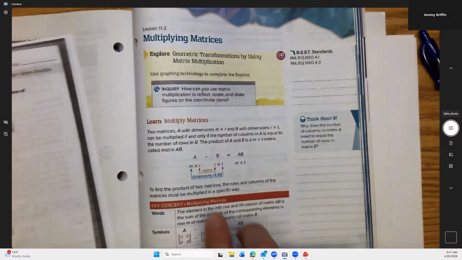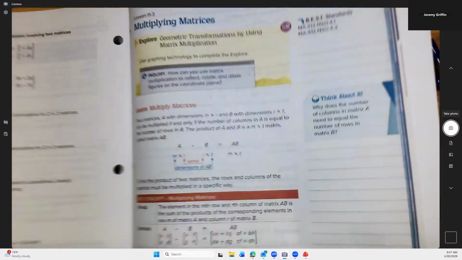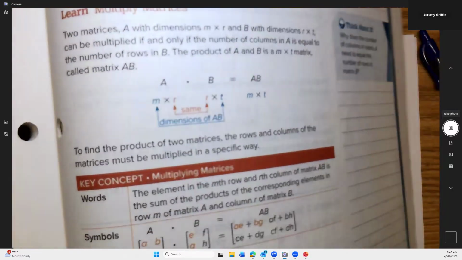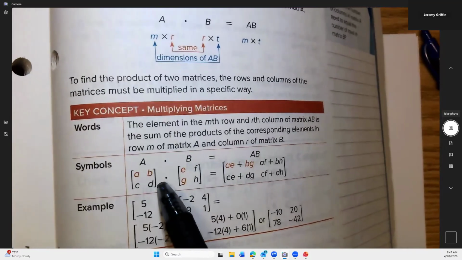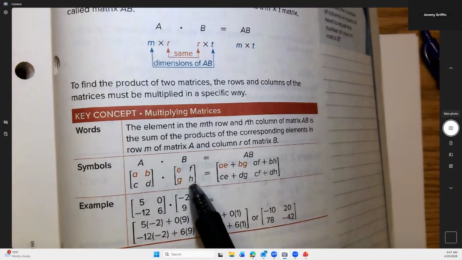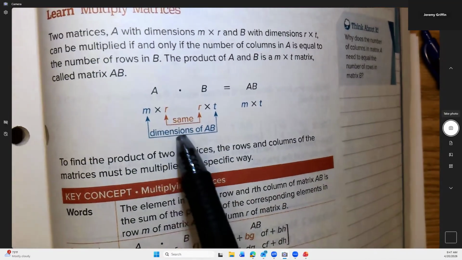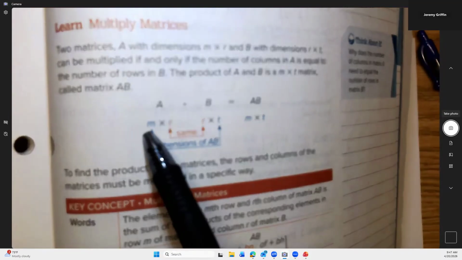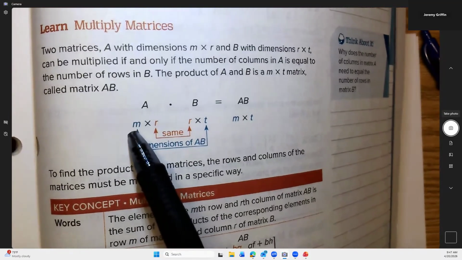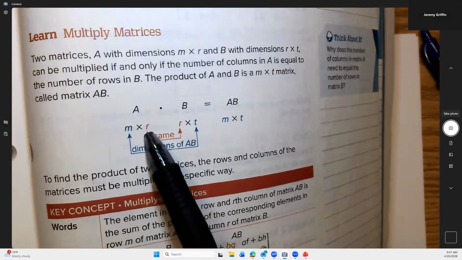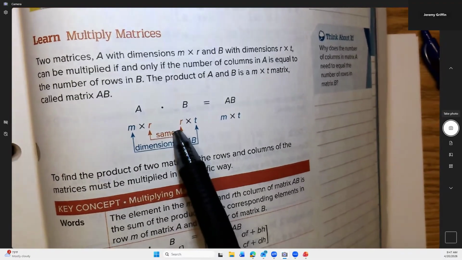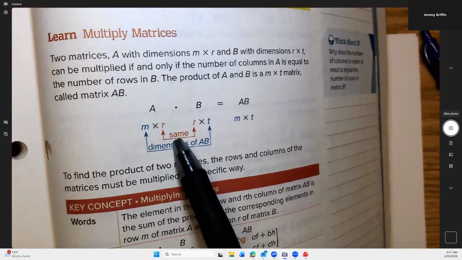Now, when we're multiplying matrices, remember matrices have different numbers of rows and columns. Here I have a 2 by 2 matrix and another 2 by 2 matrix, so 2 by 2 times a 2 by 2. The number of columns from the first matrix has to match the number of rows from the second matrix to even be able to multiply these together.